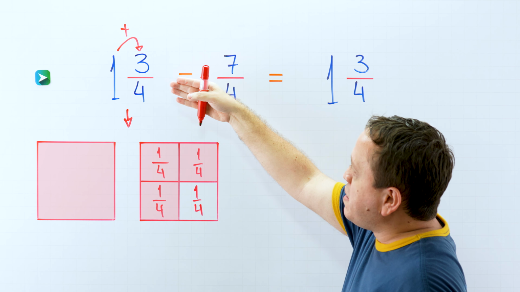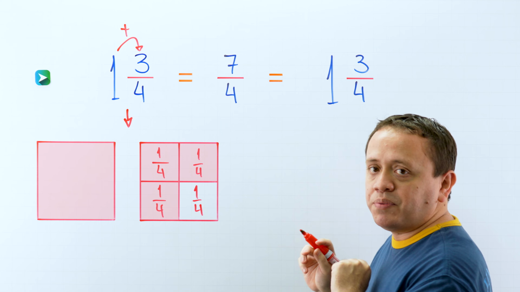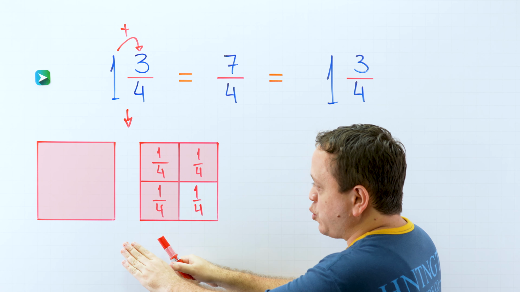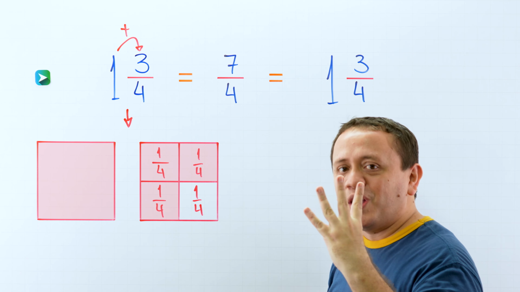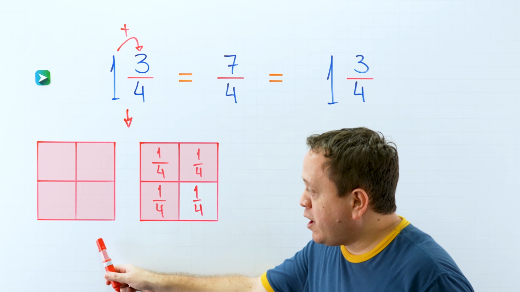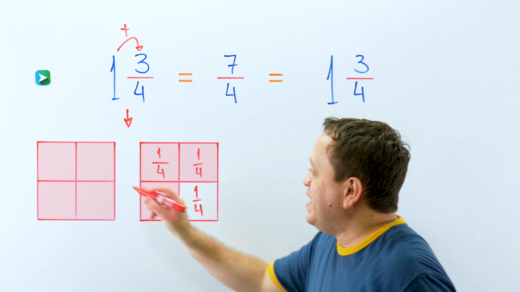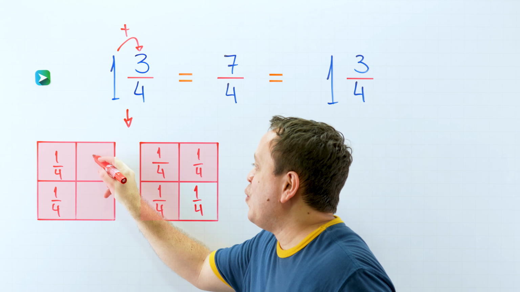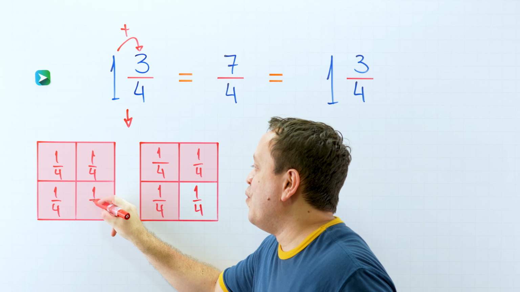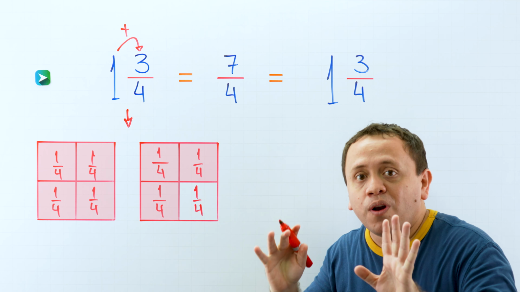To convert this mixed number to an improper fraction, we need to do something else. So let's focus on the first square. Since the denominator is 4, we're going to divide this square into 4 equal parts. We already know that each part represents 1/4 of a whole. So here we have 1/4 of a whole, 1/4 of a whole, 1/4 of a whole, and 1/4 of a whole.